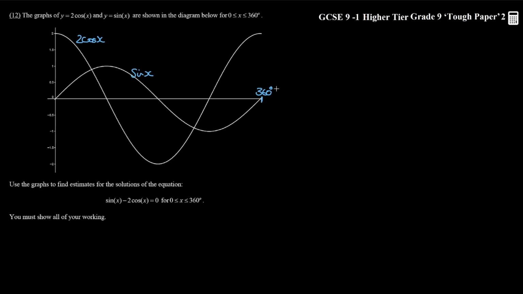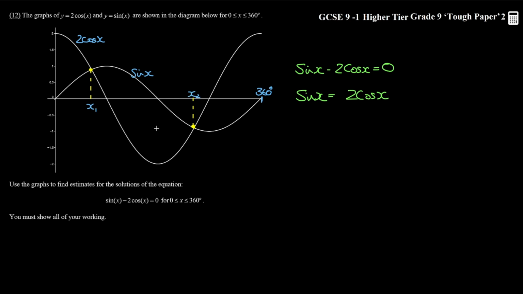Well, there's an easier way, because if you take their equation, muck it around slightly, you can turn it into that sin x is equal to 2 cos x. So the solutions we're after is when this graph meets this graph. So we need to find an estimate for that value and that value.